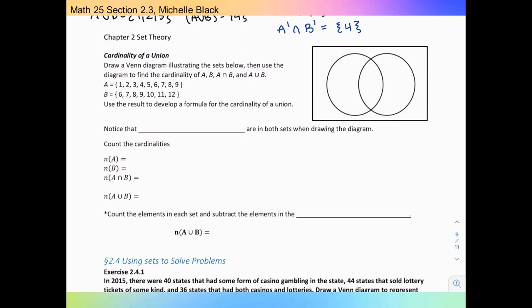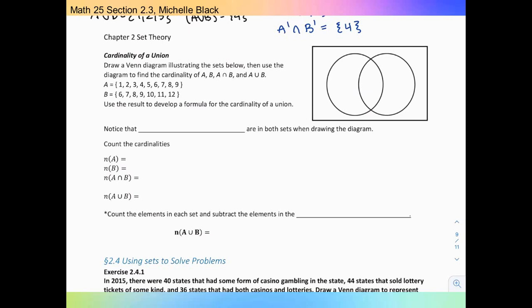Cardinality of a union. Let's draw a Venn diagram illustrating the sets below and then use the diagram to find the cardinality of A, B, A intersect B, and A union B. So recall from our last video that the cardinality is the number of elements in your set.